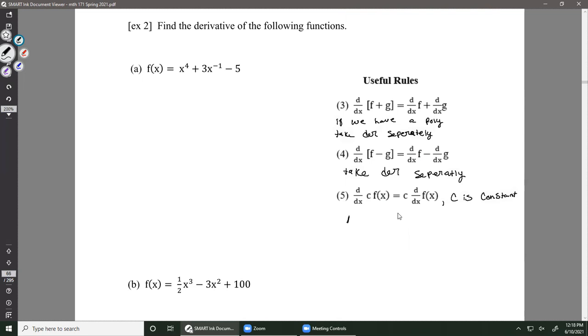So for example, if we had the derivative of 3x squared, that 2 drops down in front, and we get 2 times 3 x to the 2 minus 1, which is really just 6 times x to the first power.